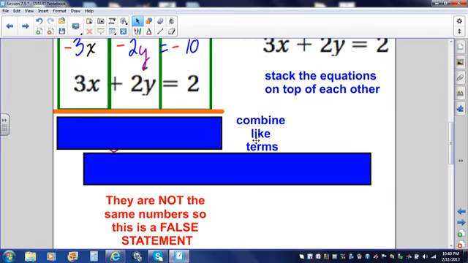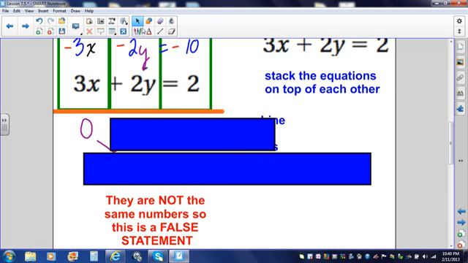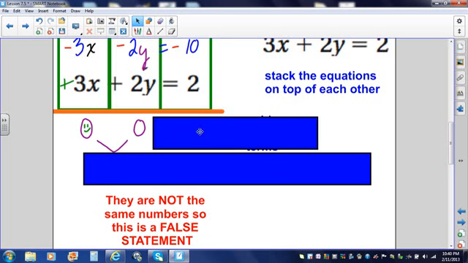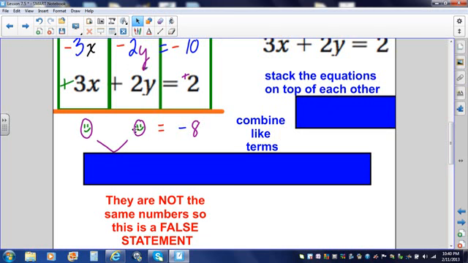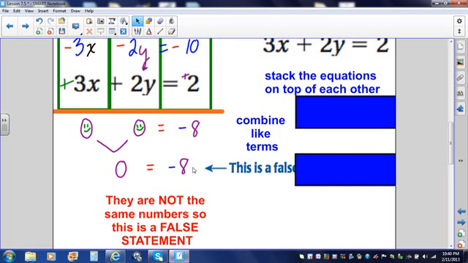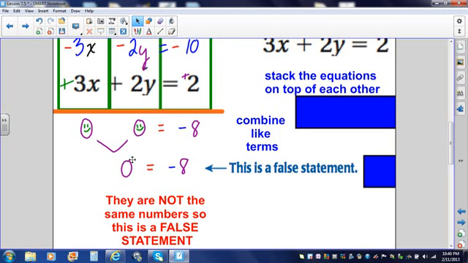So now we will combine like terms. Negative 3x and positive 3x gives me 0. Negative 2y and positive 2y gives me 0. That's strange. We've never had both variables cancel before. A negative 10 and a positive 2 gives me negative 8. 0 plus 0, or 0 minus 0, whatever makes you happy, gives you 0 equals negative 8. 0 does not equal negative 8.